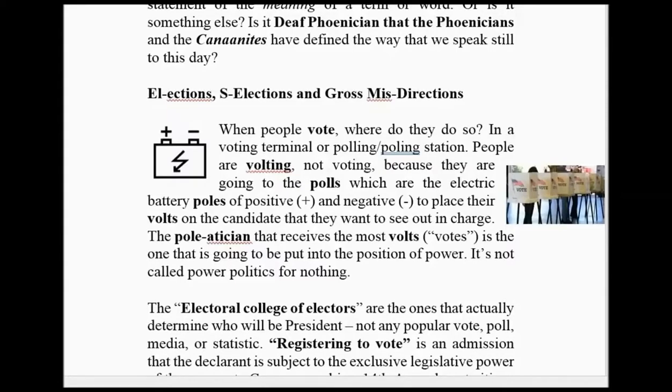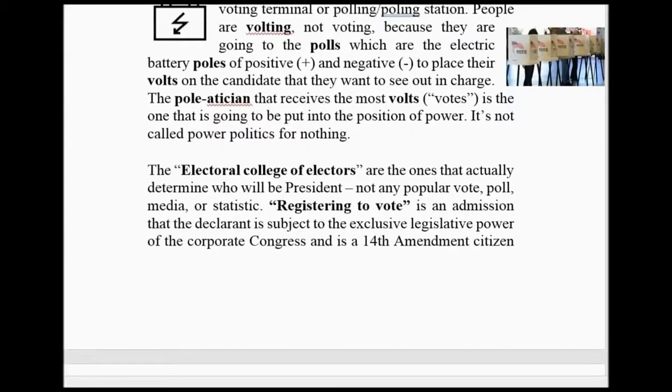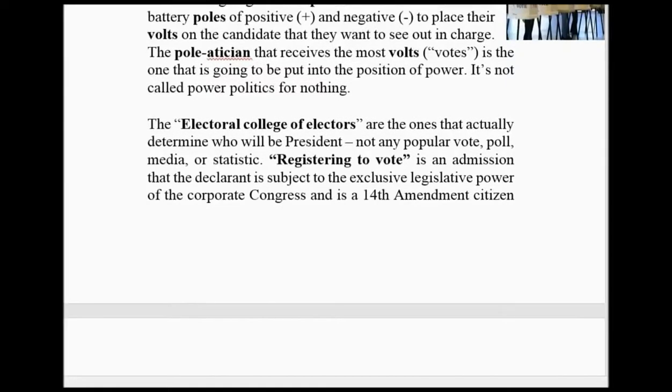When people vote, where do they do so? In a voting terminal or polling station. People are voting, not voting, because they are going to the polls, which, like the electric battery poles, have positive and negative, to place their votes on the candidate that they want to see put in charge. The politician that receives the most votes is the one that is going to be put in the position of power. It's called power. It's not called power politics for nothing. It's also why we got credit charge cards.